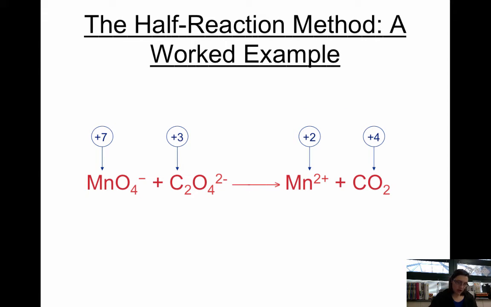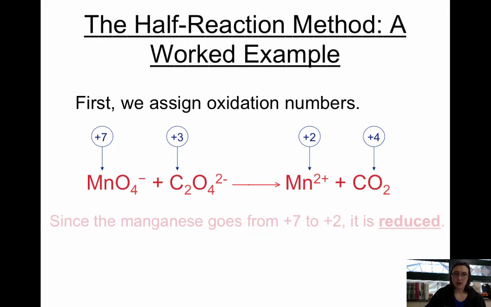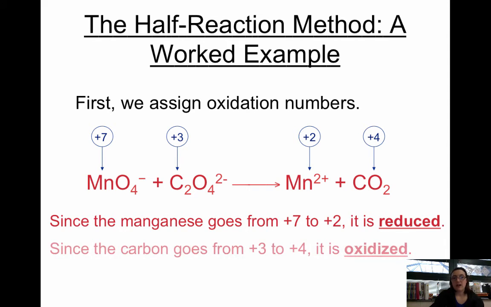Okay, so the first thing that we have to do is assign oxidation numbers. Remember that oxygen is 2- unless it's with fluorine. Manganese here, because this is -8 total, would have to be +7 because we need it to equal -1. Since manganese goes from +7 to +2, it's being reduced, and then carbon is going from +3 in oxalate to +4 in CO2. So that means that it's oxidized.